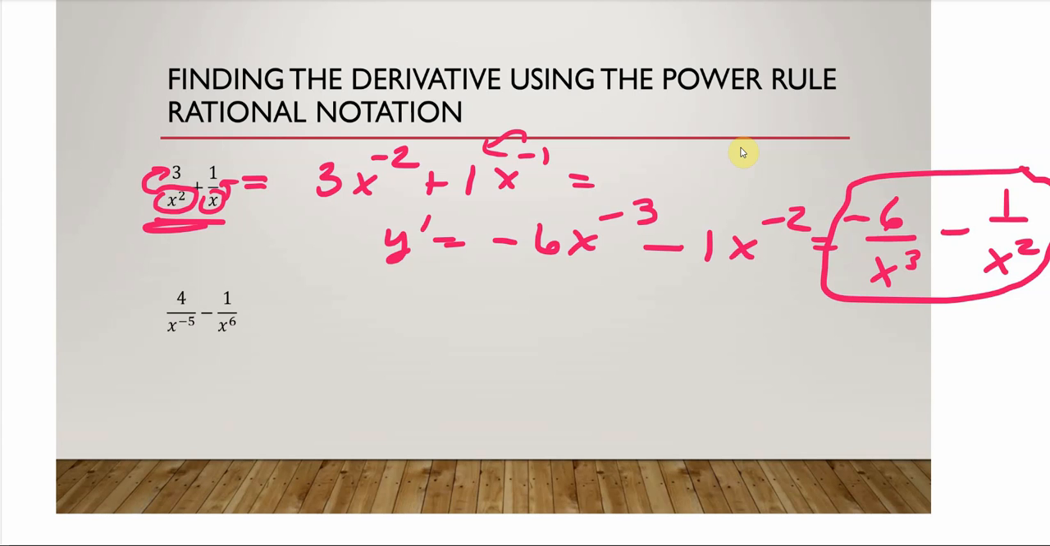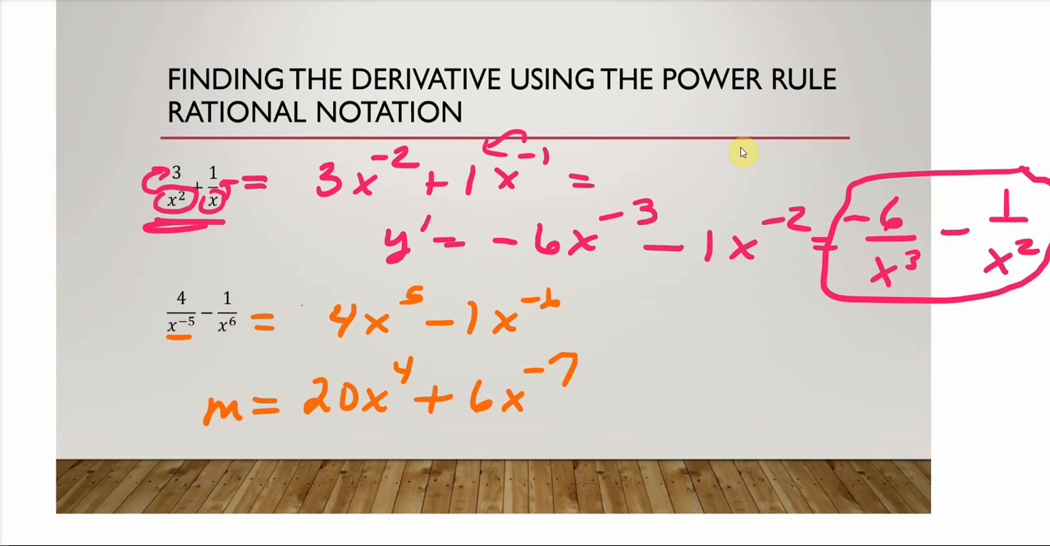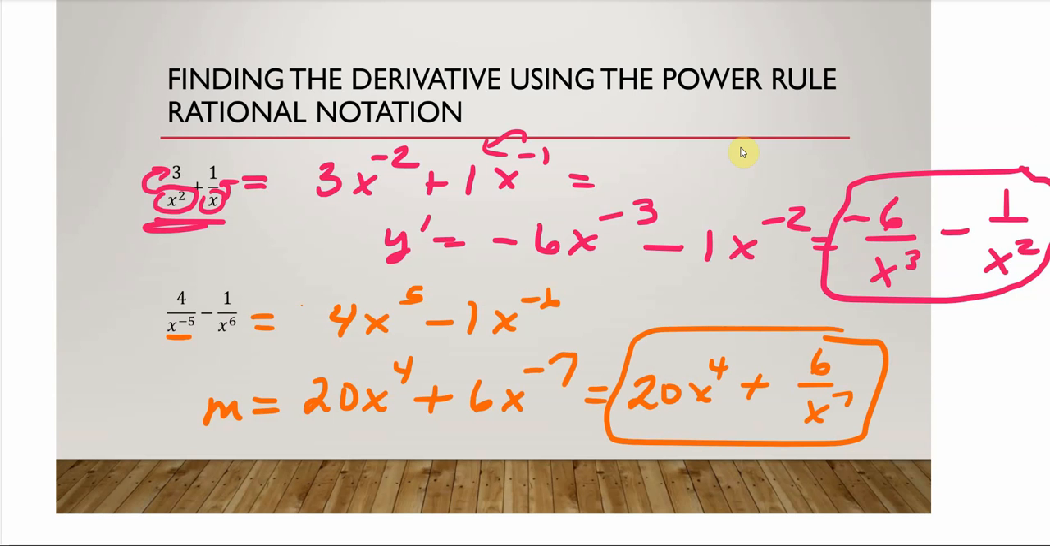All right, let's try another one. Let's try the next one. What we have is this one. Oh, look what happens when I shove that guy up to the top. I'm going to end up with 4x to the positive 5 minus 1x to the negative 6. Now, I have not done the calculus. So my derivative is going to be 20x to the 4th plus 6x to the negative 7. And that is the answer, or if you want to rewrite it, the answer is 20x to the 4th plus 6 over x to the 7. And this is my answer.